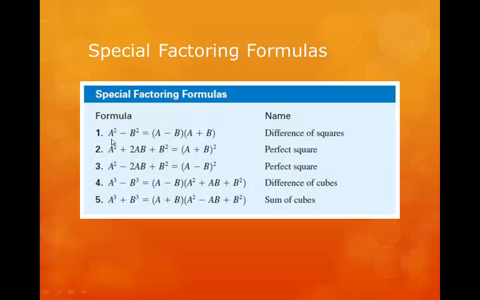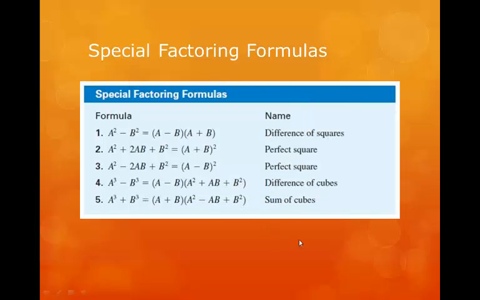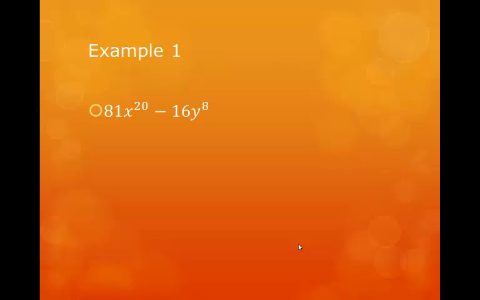So for example, we have a difference of squares, we have a perfect square, another perfect square. These perfect square trinomials we'll see when we do completing the square. And then you have difference of cubes and sum of cubes, which are also important to use when factoring. So when we see a special factoring problem, it's going to look something like this.